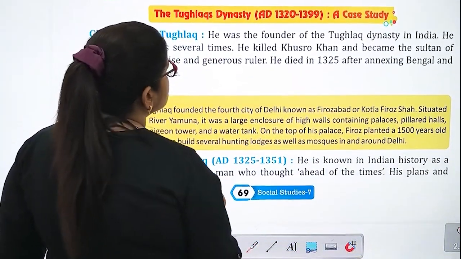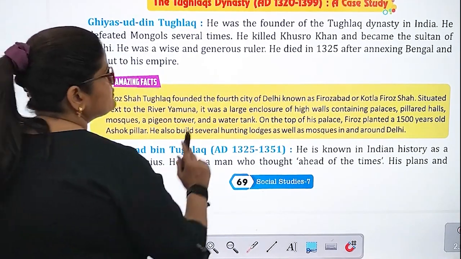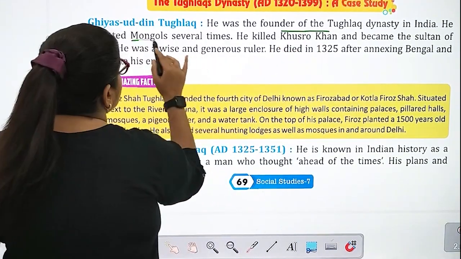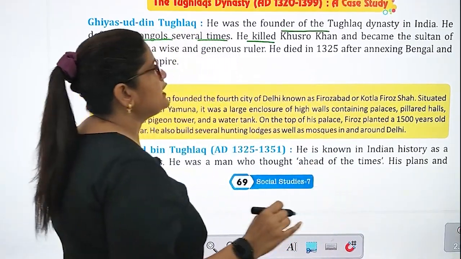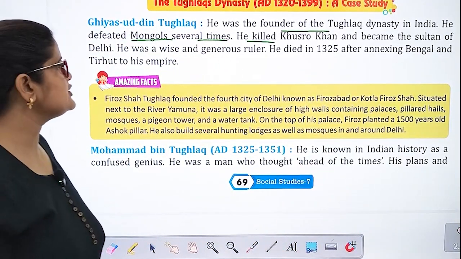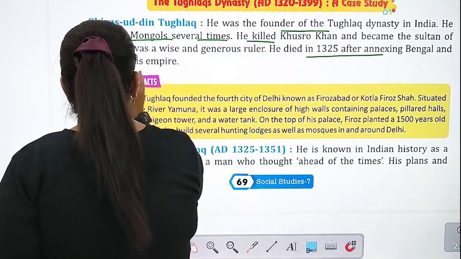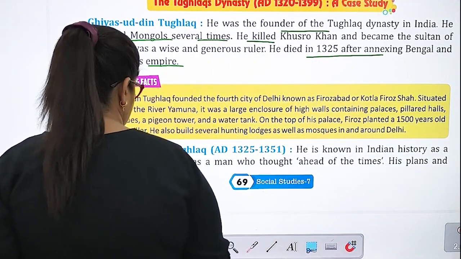The Tughlaq dynasty. Ghiyasuddin Tughlaq. He was the founder of the Tughlaq dynasty in India. He defeated the Mongols several times. He killed Khusro Khan and became the Sultan of Delhi. He was a wise and generous ruler. He died in 1325 after annexing Bengal and Tirhut to his empire.